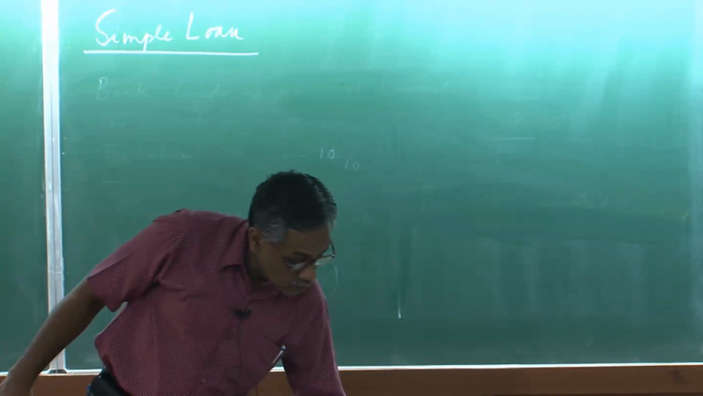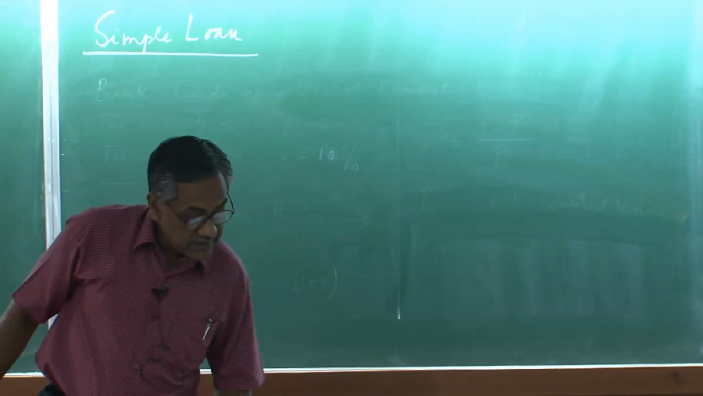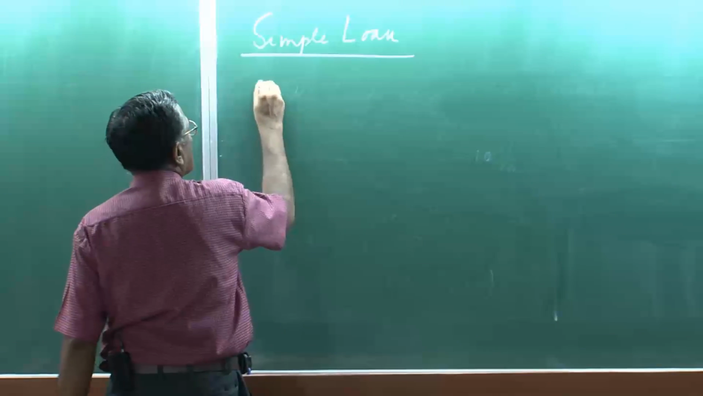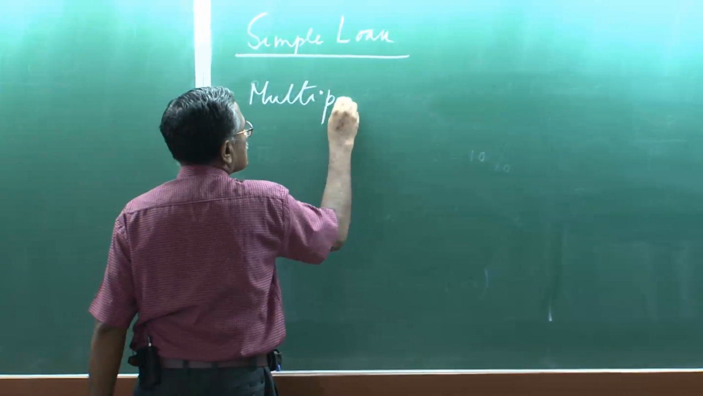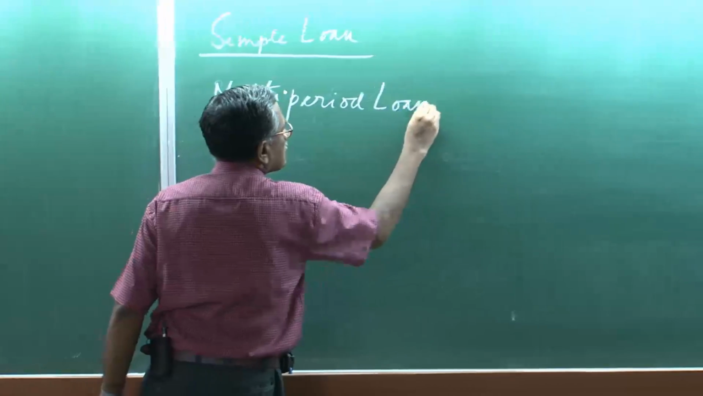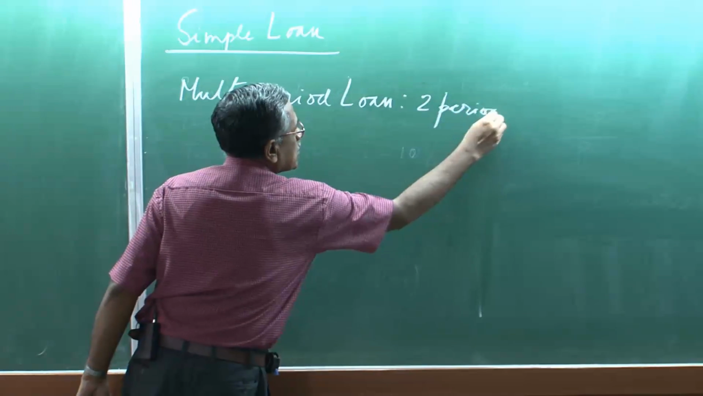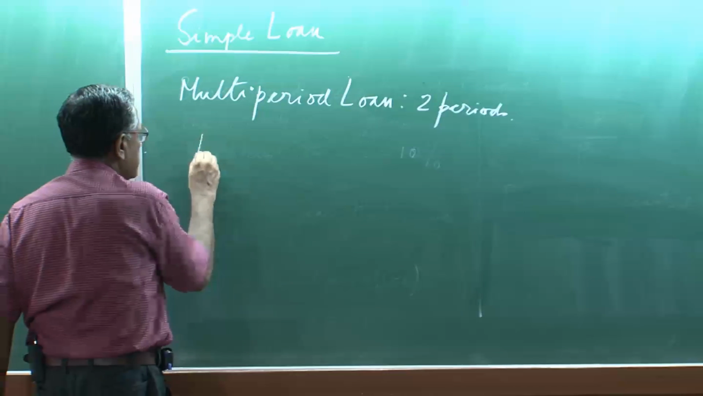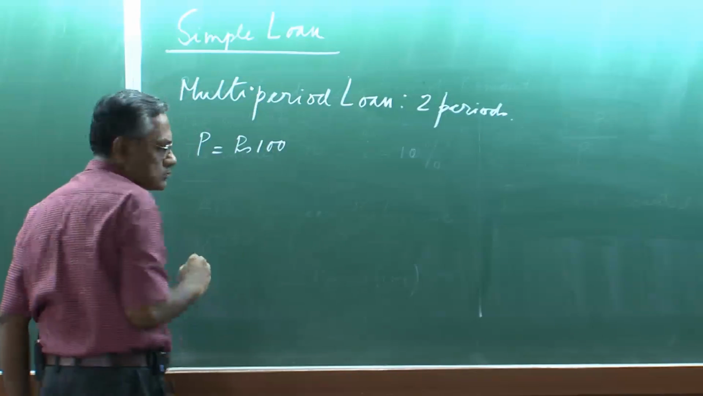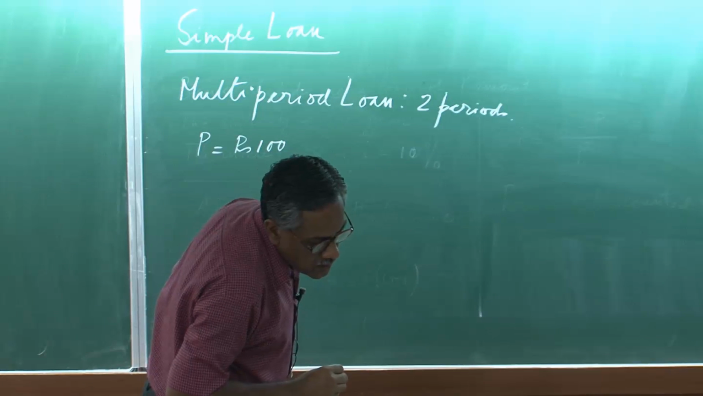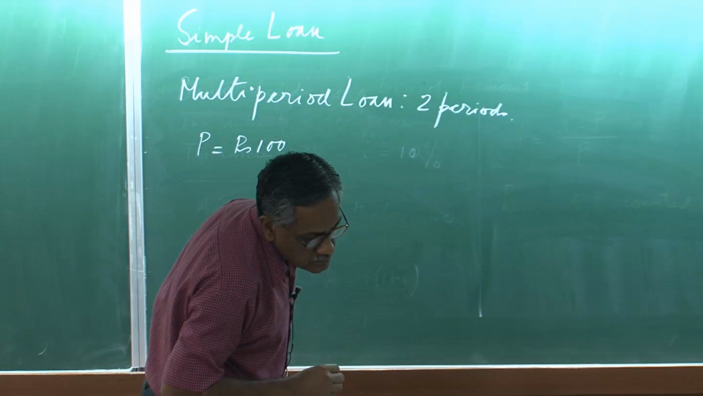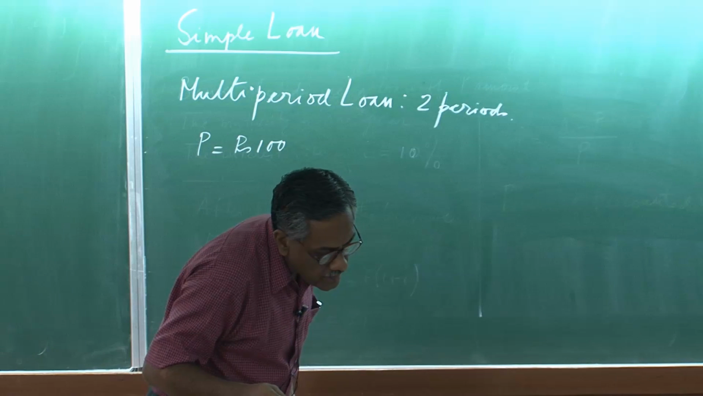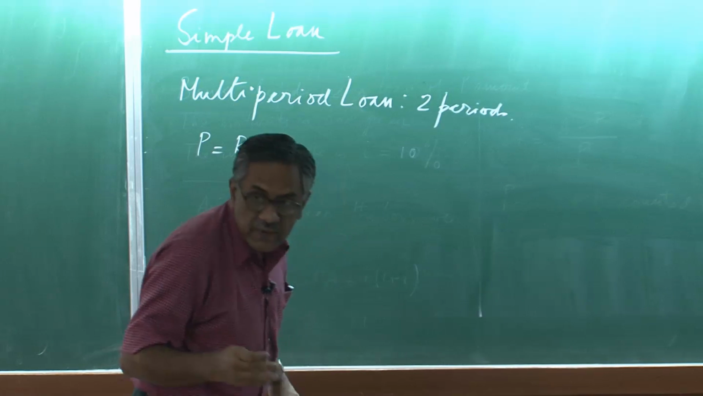What will happen in a multi-period loan? Suppose I talk about a loan that matures at the end of 2 periods. Say 2 periods. What will happen? Suppose P is 100 rupees, the principal you give. At the end of each period, suppose an interest payment is made.